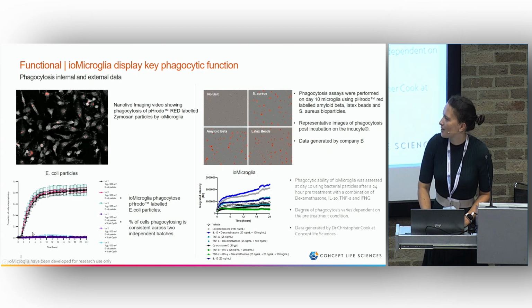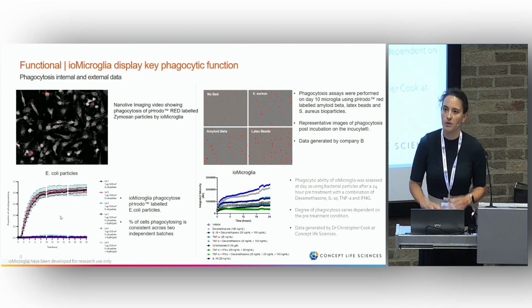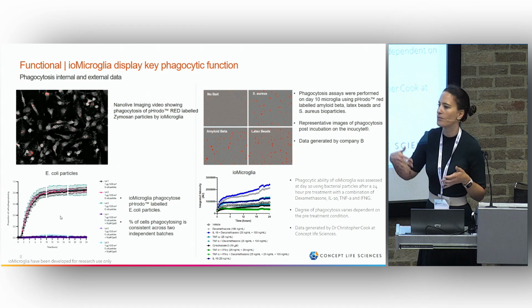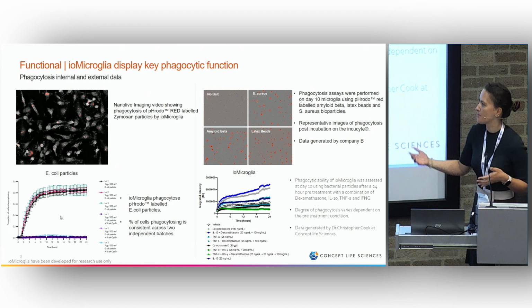But as part of our QC, we also look at phagocytosis because we want to make sure that the functionality is consistent between each batch of cells that we make.